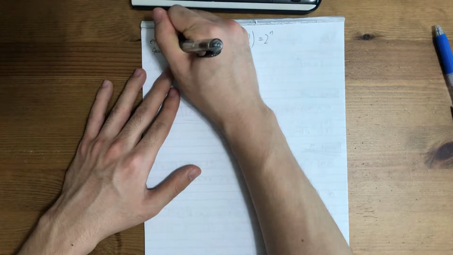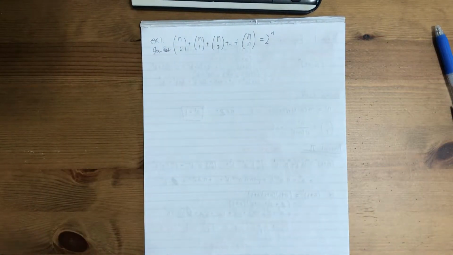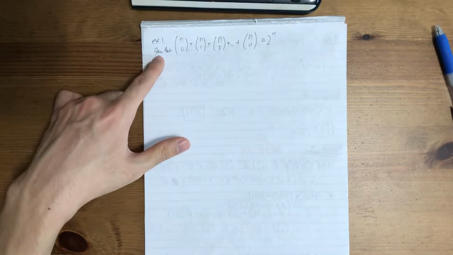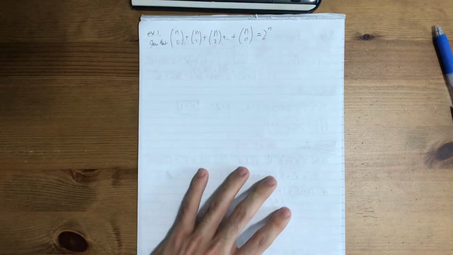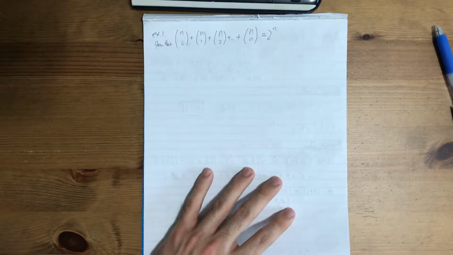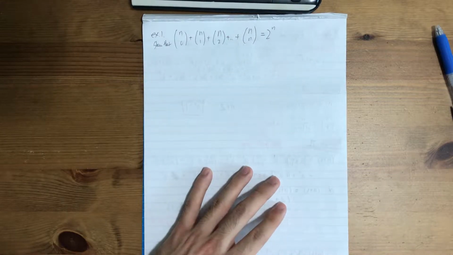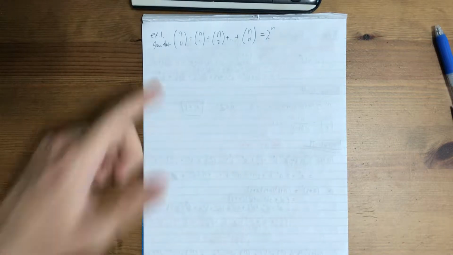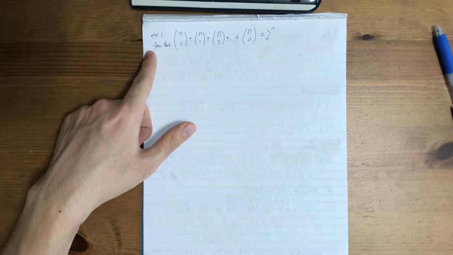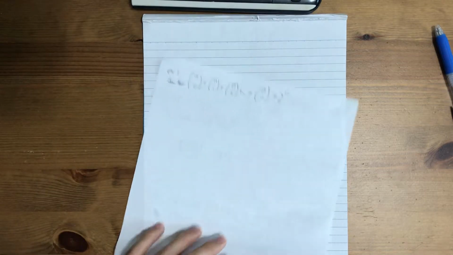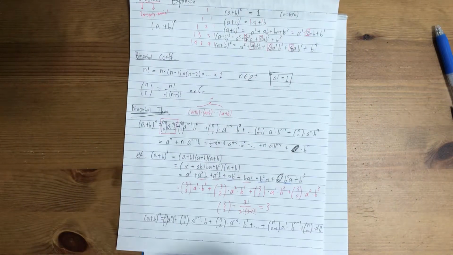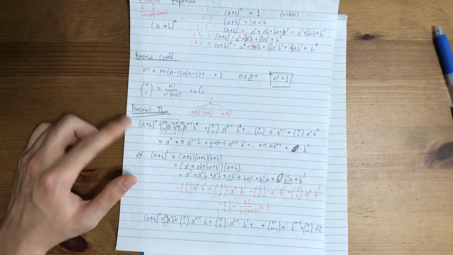Show that this equation holds. Alright, so for our first question, we already have a proof question. Some may find it very difficult. It is actually not easy to solve, but the reason why I'm putting this as the first example is because this is one of the main applications of the binomial theorem.